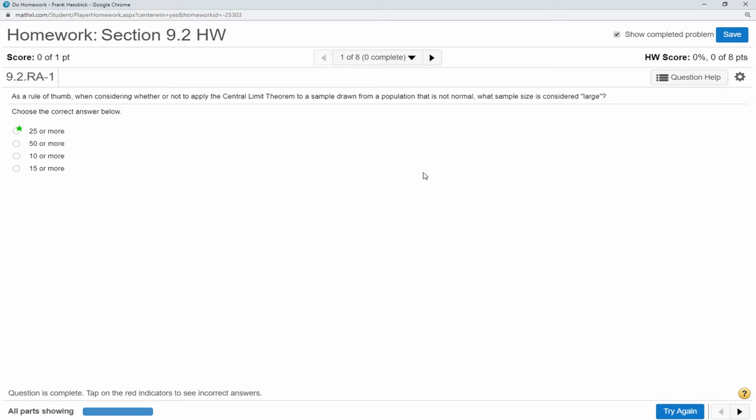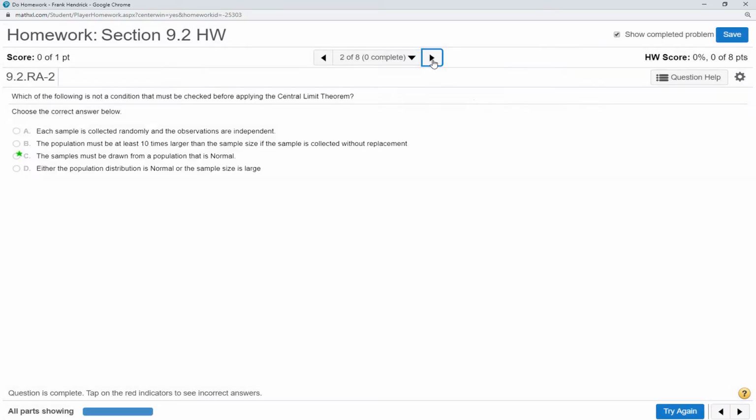This is 9.2. It's a rule of thumb when considering whether or not to apply the central limit theorem to a sample drawn from a population that is not normal, with sample size considered large, 25 or more. Which of the following is not a condition that must be checked before applying the central limit theorem?